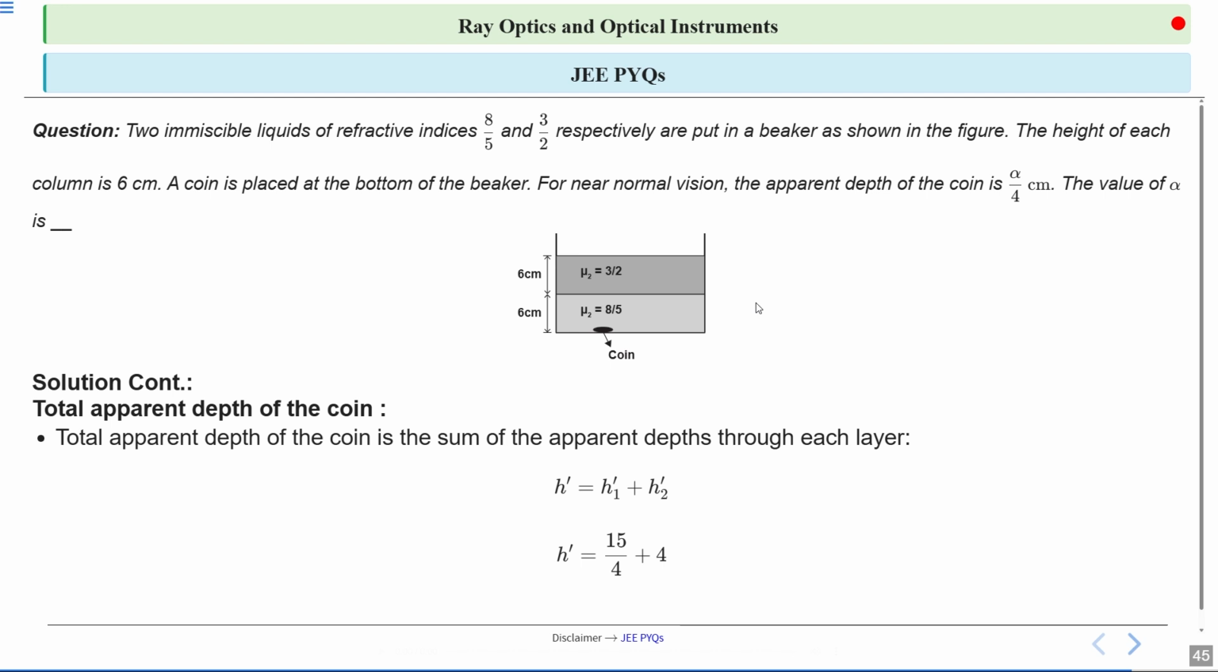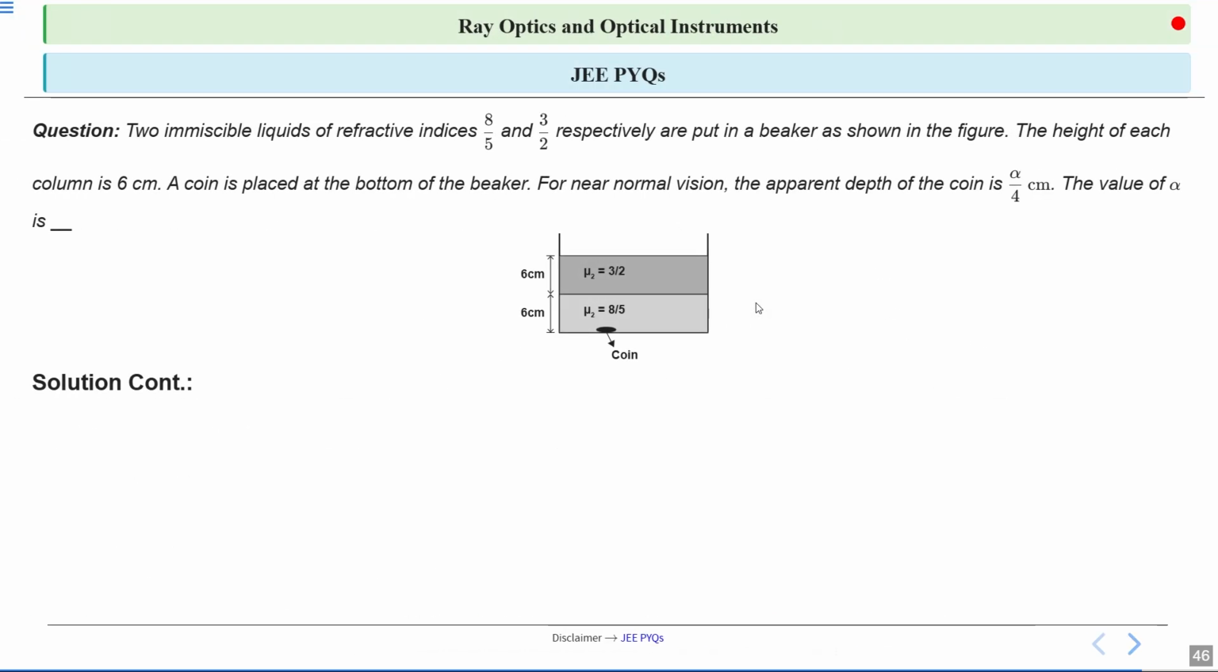So substituting the values, we find that H dash equals 15 upon 4 plus 4. This calculation involves adding the apparent depths calculated for each liquid layer. After taking LCM and solving, H dash will be equal to 15 plus 16 upon 4. So now H dash will be equal to 31 upon 4 centimeter. This result gives us the apparent depth of the coin when viewed from above.